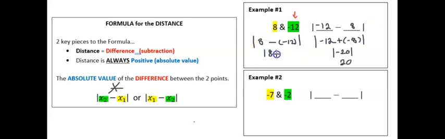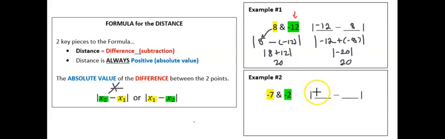We get 8 plus 12. 8 plus 12 is 20, and the absolute value of 20 is 20. So we get the same thing. It doesn't matter if you put the first one in first or the first one in second. You get the same thing.